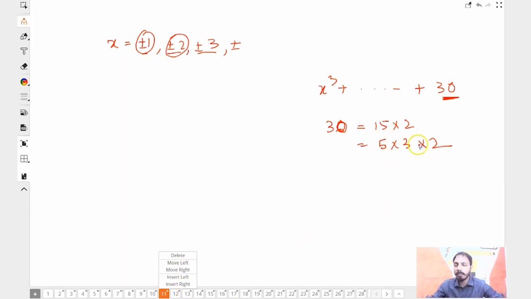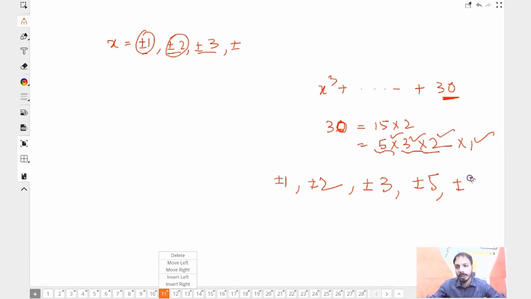Now you have to take combinations of them. First of all, you check plus minus 1. So this is done. Then you check plus minus 2. This is done. Then plus minus 3. This is done. Then plus minus 5. So you don't have to check plus minus 4. Then you can check combinations of them. For example, the combination of 2 itself is 2, and the combination of 3 and 2 is 6.